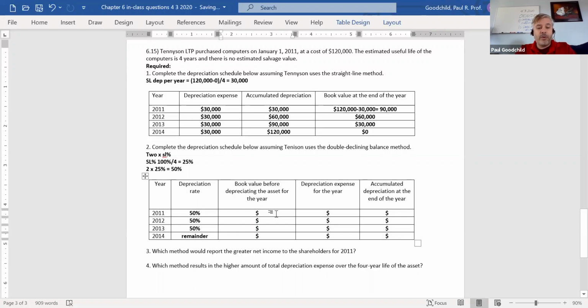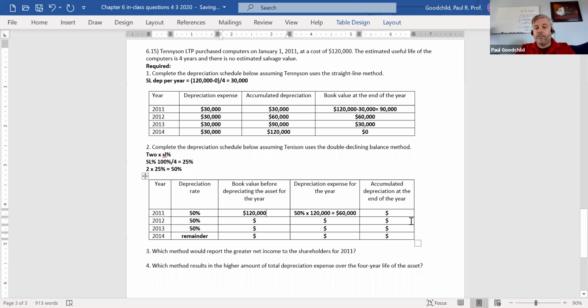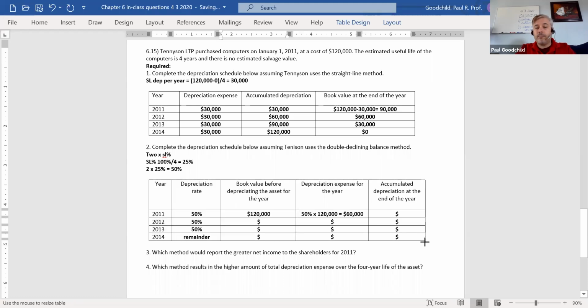So it says book value before depreciating the asset, that's 120,000. Depreciation expense is 50% times the 120,000, and that equals 60,000. And so accumulated depreciation at the end of the year is 60,000.